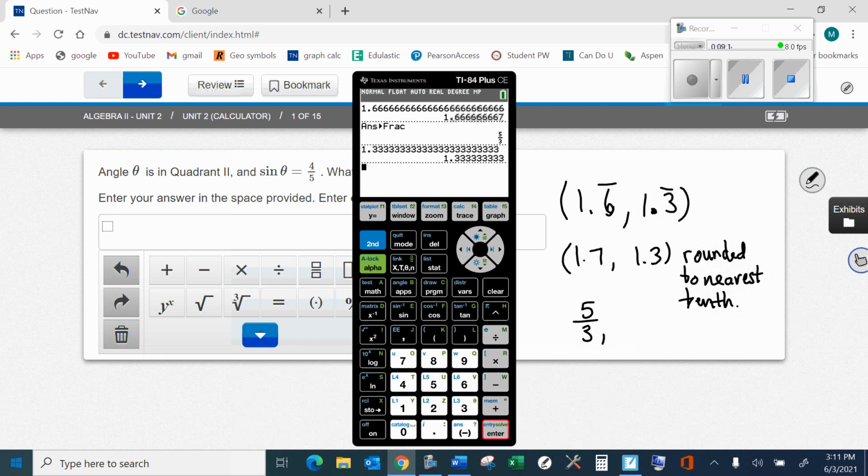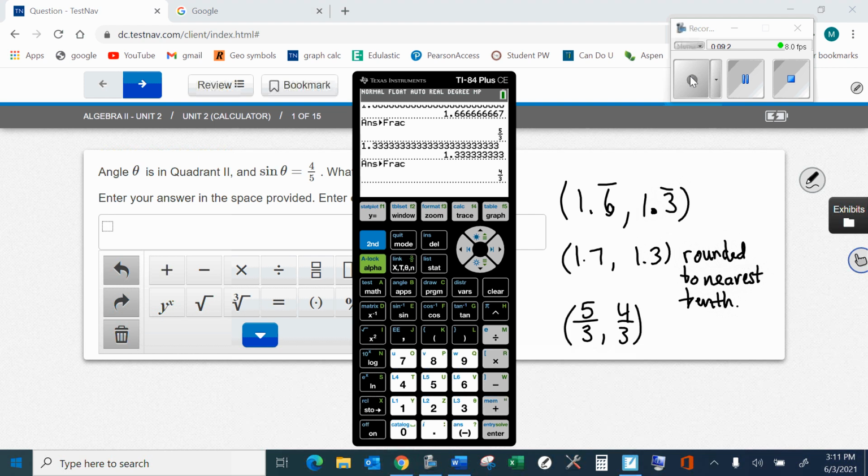Okay, enter, math, enter, enter, and that's 4/3. So the fraction answer would be 5/3, comma 4/3. All three of those are proper answers. The first and the last are exact answers. Those are exact.